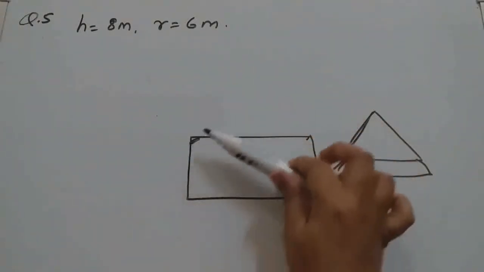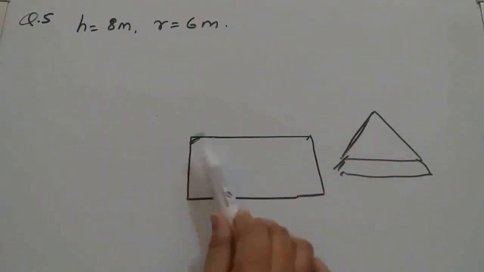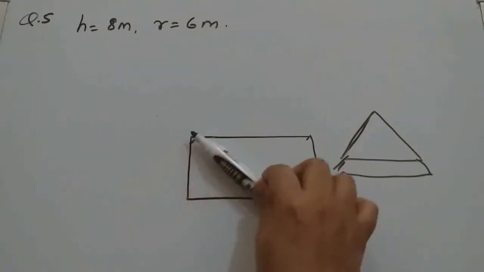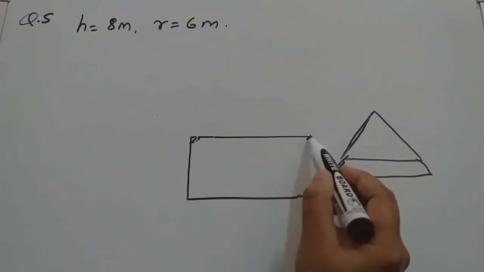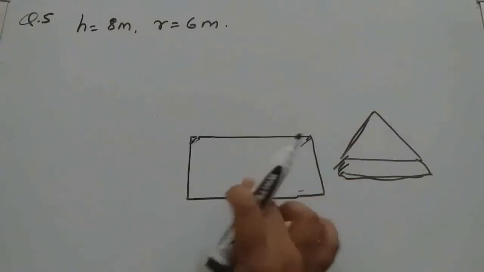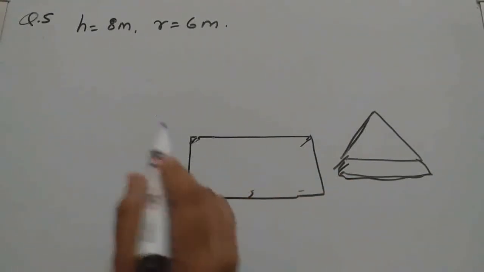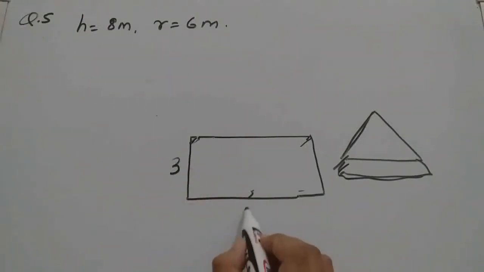A conical shape will be made by folding this rectangular sheet like this, holding this side, and you will get one conical shape figure. In that, an extra part will be there. Now in the question, this tarpaulin sheet, the rectangular sheet we are using to make the conical shape, is 3 meter wide, but the length is not given. So what length is required?